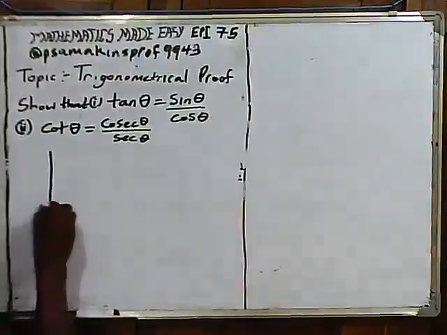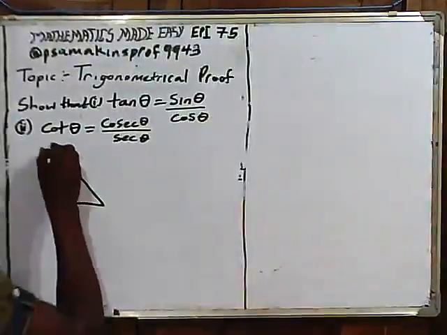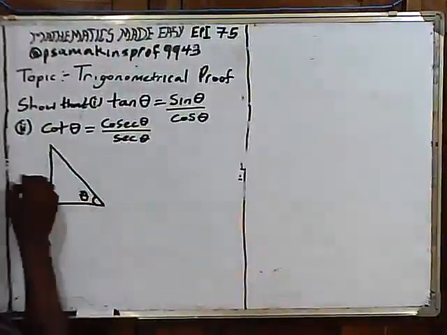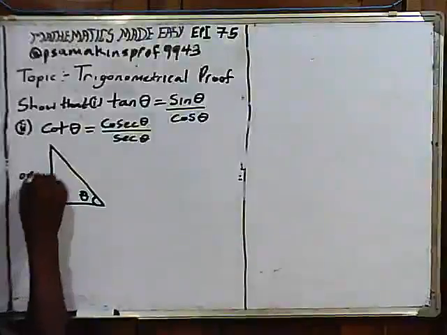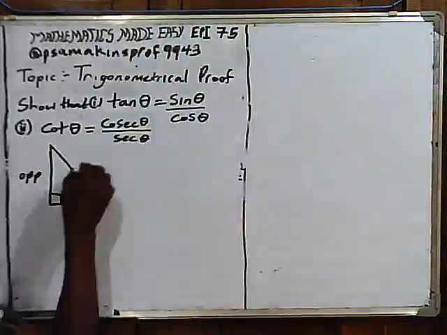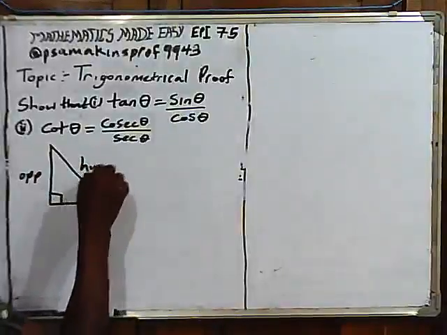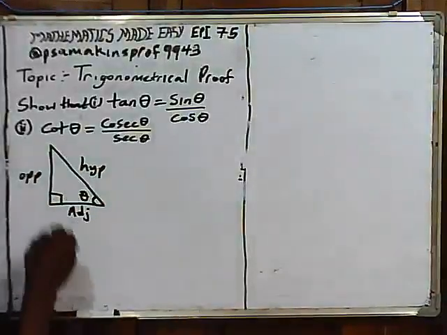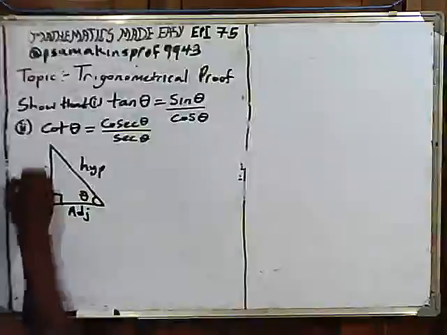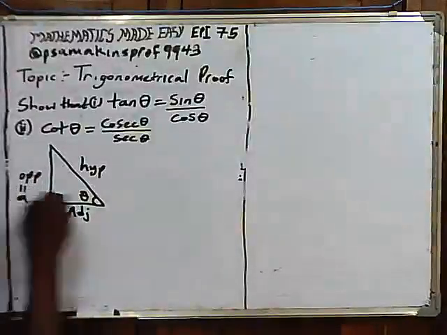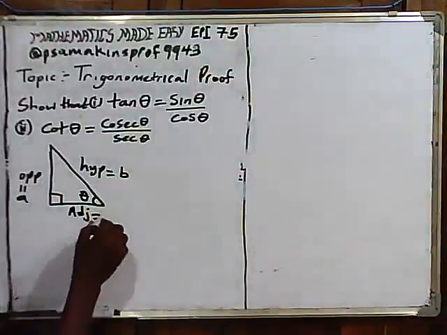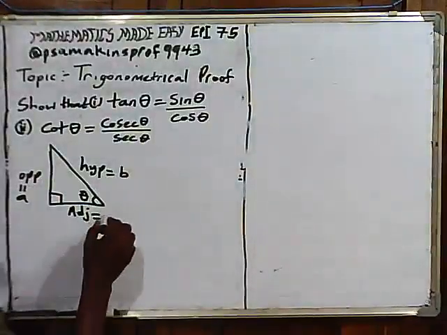Let's have our right angle triangle. As this one is theta, let this one be the opposite, facing the reference angle. This is the hypotenuse, while this is the adjacent. So let the opposite be equal to A, and the hypotenuse let it be B. Adjacent let it be equivalent to C.